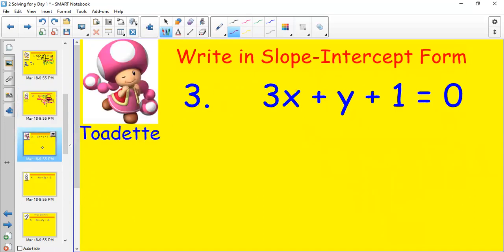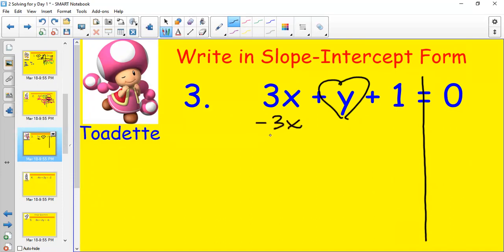Okay, we're going to keep going. Again, each time they could be getting a little bit tougher. So I'm going to draw my line down my equals. I want to get y by itself. It has no coefficient. It just has that 1 in front, which we don't write. All right, so we have 2 things to get rid of, the 3x and the 1. You can get rid of whichever one you prefer. I like to start on the left and just work from left to right, but it doesn't have to be that way.